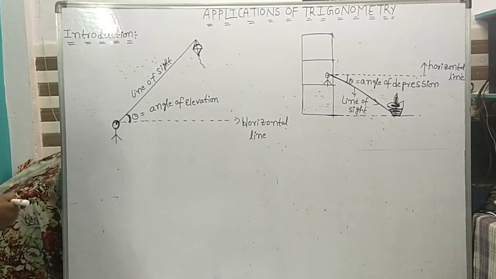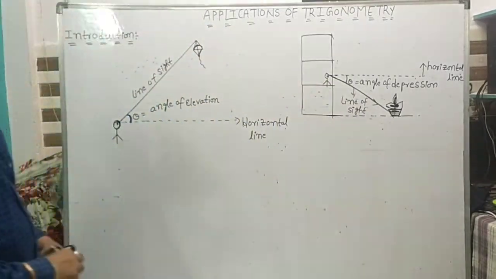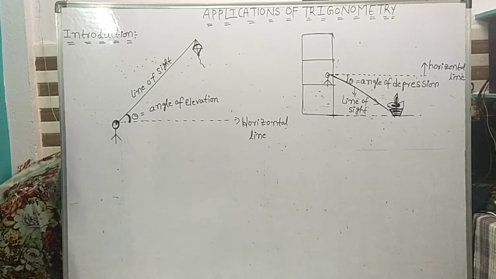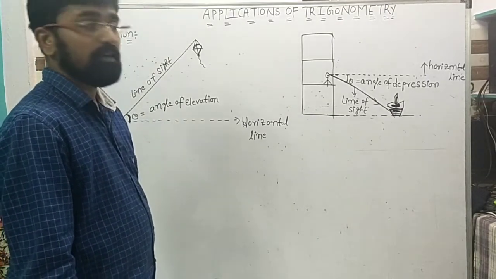Now we are going to start the basics. The introduction is completed, and we are going to start exercises. If you see from the normal line upwards, it is called the angle of elevation. Below is called the angle of depression.